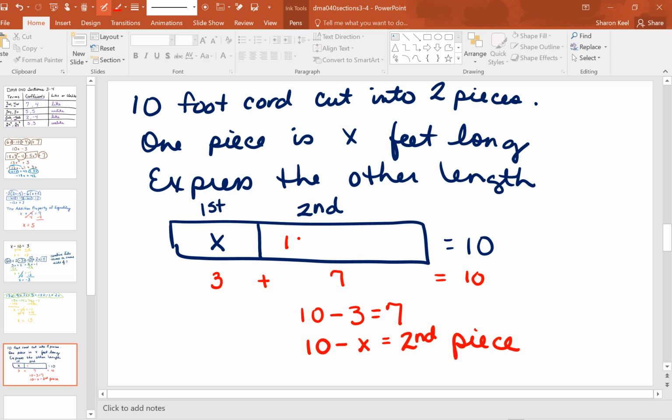So the equation they're looking for is just simply 10 minus x. I take the total length, subtract the length of the first piece, and that's going to give me the algebraic expression for the length of the second piece.